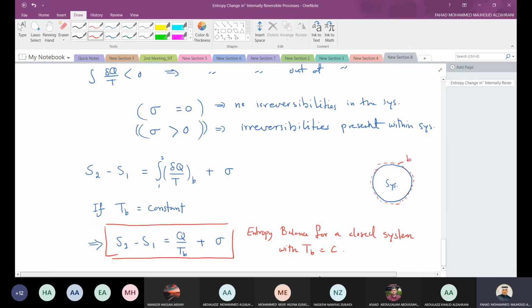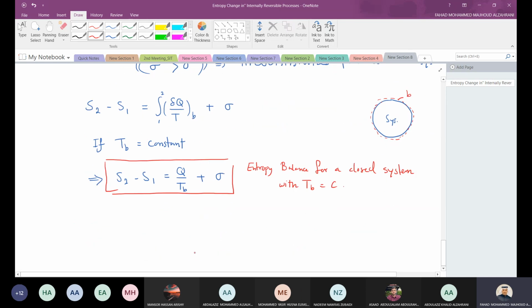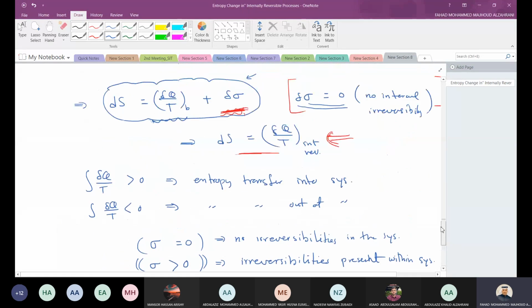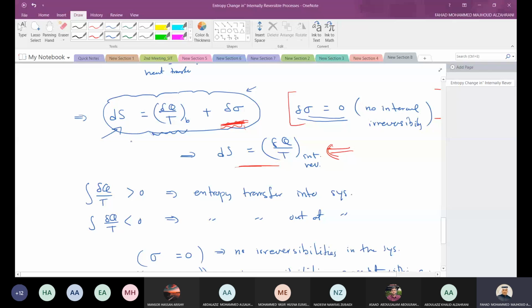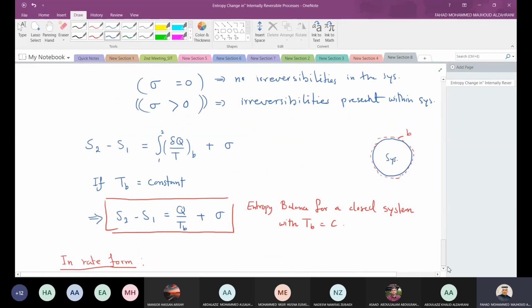I have another form. I can write it also in rate form. If you remember the rate form, who can remind me? When we say rate form, what does this refer to? Time. In rate form it means per unit time. This is not the total from time 0 to final time. This is per unit time, so basically it's like you're dividing by time. So I can use this equation for the rate form. I'll just divide by dt.